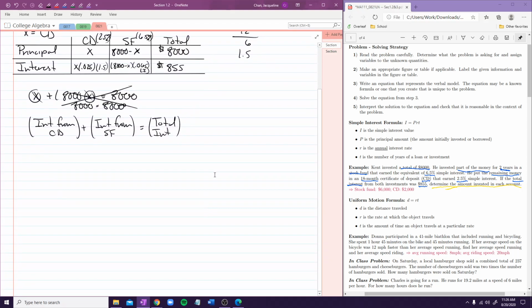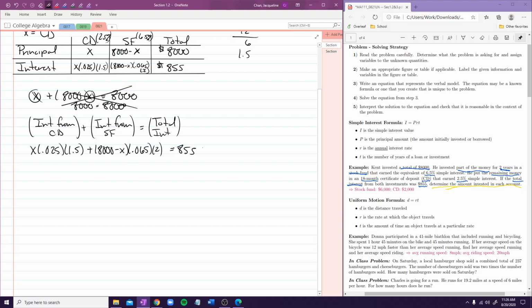Now let's put it all together. Over here, the interest from the CD is X times 0.025 times 1.5, plus the interest from the stock fund, which is 8,000 minus X times 0.065 times 2. And we know when you add all of this up, we will get 855. So this is the equation.